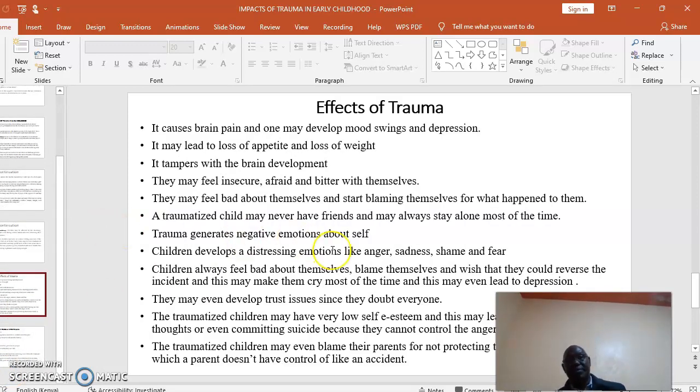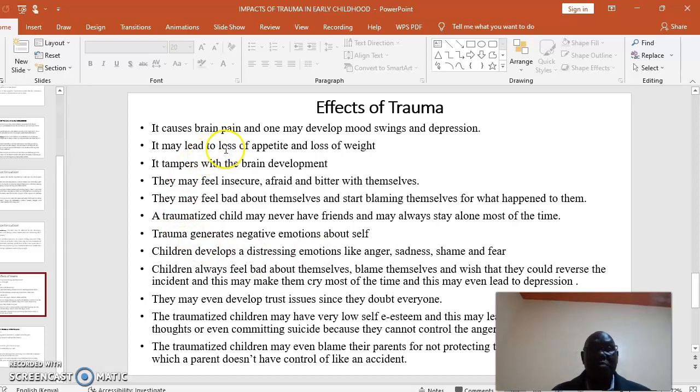Now, at this point, ladies and gentlemen, I want us to look at the effects of trauma. Having looked at the causes of trauma, let's now look at the effects of trauma. What are the effects of trauma in our young children?